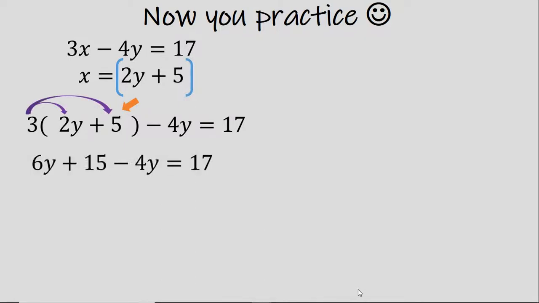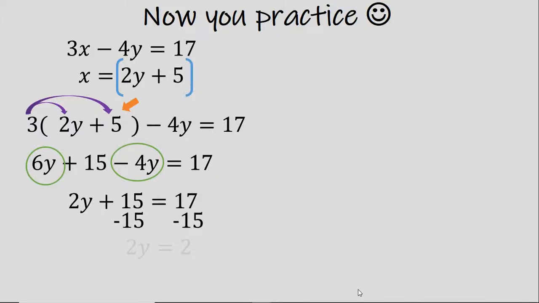Distribute the 3, giving us 6y plus 15 minus 4y equals 17. On the left side of the equal sign, we have two like terms. When we combine them together, we get 2y plus 15 equals 17. We must subtract 15 on both sides, and then divide by 2, and y equals 1.